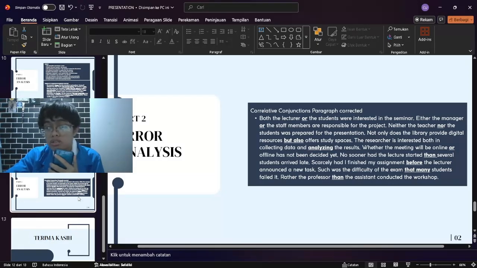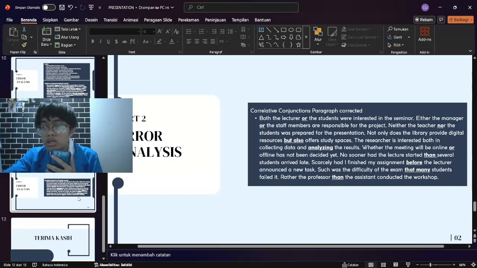Both lecturer and the student were interested in the seminar. Either the manager or the staff members are responsible for the project. Neither the teacher nor the student was prepared for the presentation. Not only does the library provide digital resource, but also offers study space. The researcher is interested both in collecting data and analyzing the result. Whether the meeting will be online or offline has not been decided yet.